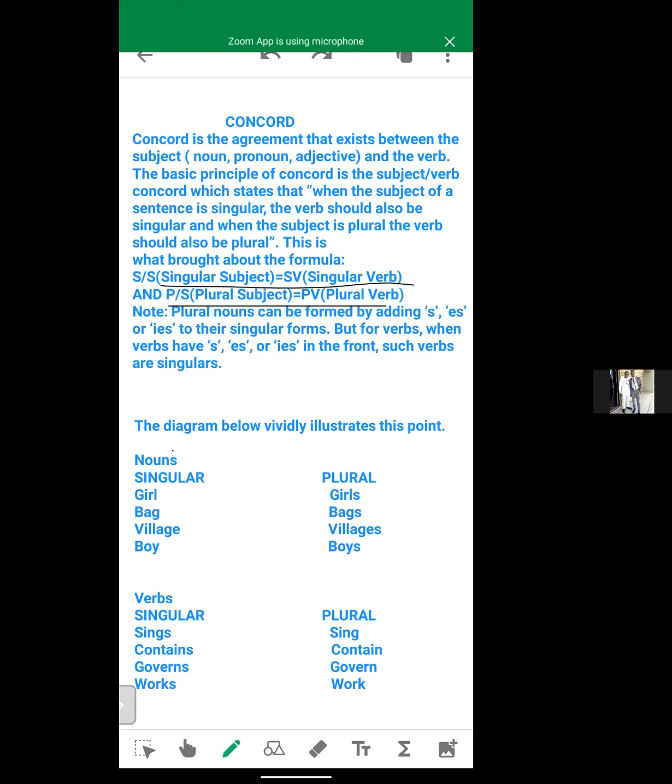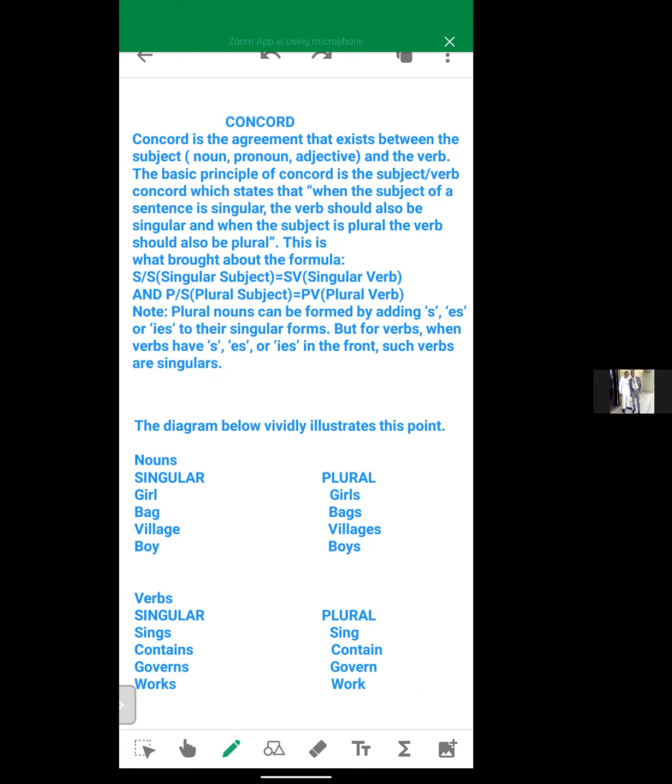Governs is the singular, while the plural is what? Govern. Work is plural. Why the singular is what? Works. Now, these plural verbs in English, we also call them base verbs. So these verbs are always plural in nature. But when you add a suffix to them, like ES, S, or IES, then they become what? Singular, they become singular. So we need to understand how singular and plural forms of nouns and verbs are put before we can have a very great understanding of concord.